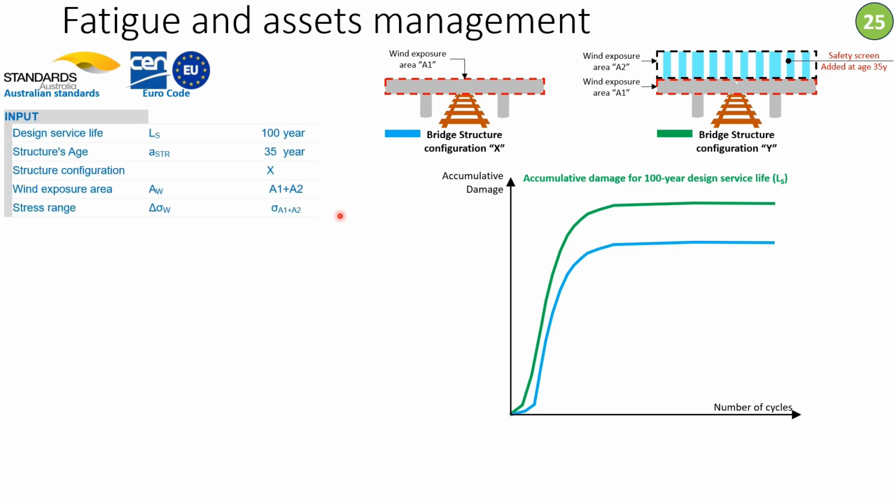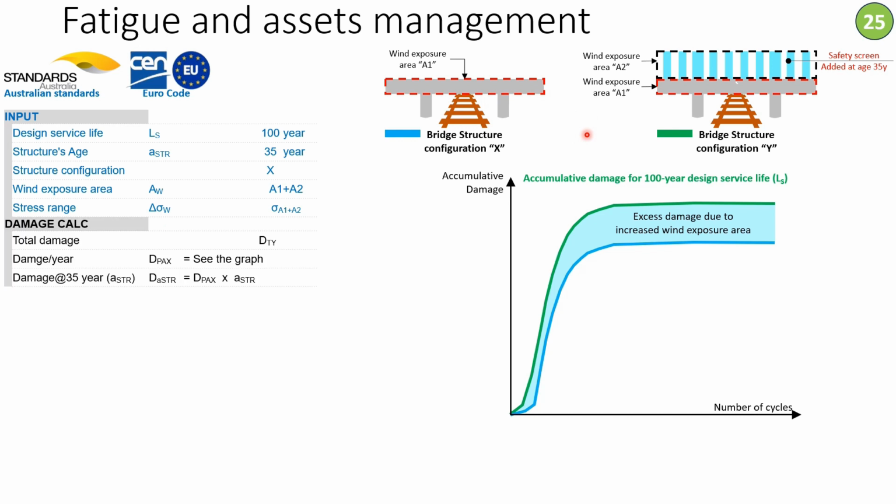Now, using the same data from the previous slide regarding the service lives, the service life of 100 years and the age of 35 years, if we have a wind exposure area 1 plus area 2, we can get the wind pressures and calculate the corresponding wind-induced stresses based on configuration Y. And we can see here that there is excess damage from the configuration X damage curve to the configuration Y damage curve. This is excess damage, obviously, because the wind exposure area has increased.